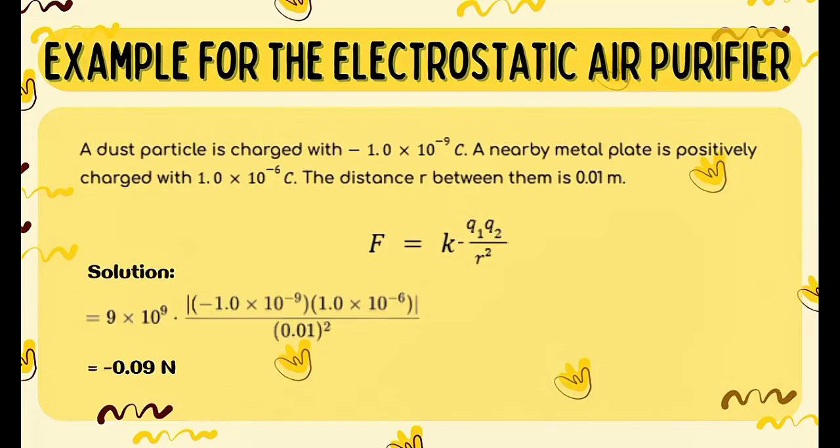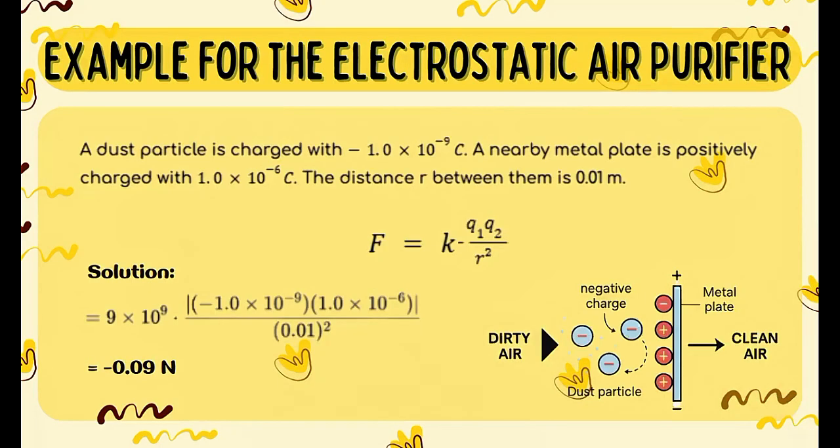So this force pulls the negatively charged dust particle toward the positive plate. As shown here in the illustration, the negatively charged dust is drawn to the positive plate, effectively cleaning the air. This is how electrostatic purifiers use simple physics to improve air quality.